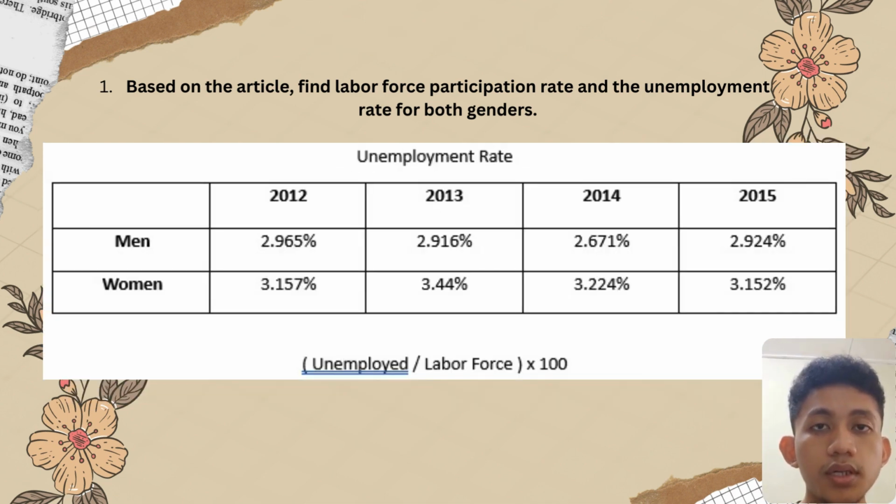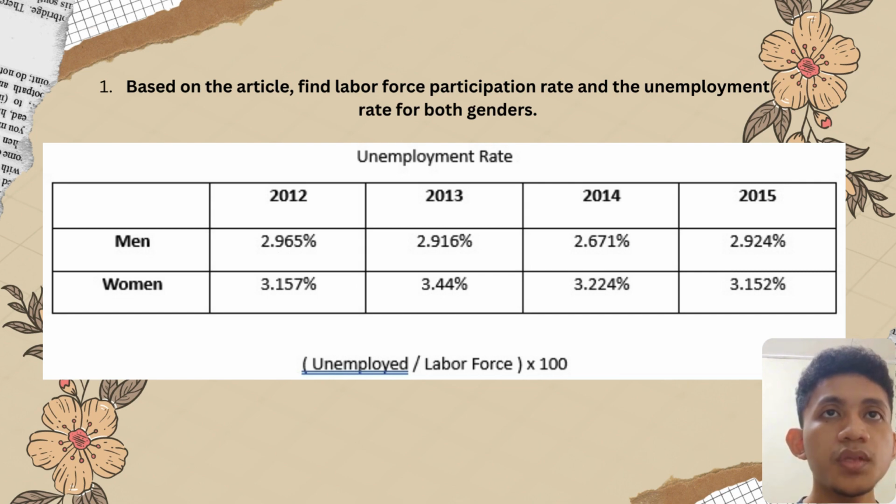To find unemployment rate, the unemployed must be divided by the labor force and times by 100. And based on the calculation, the unemployment rate for women in 2012 started with 3.157%, while men was 2.965%. However, women's unemployment rate increased to 3.44% in 2013, but decreased for men, which was 2.916%.